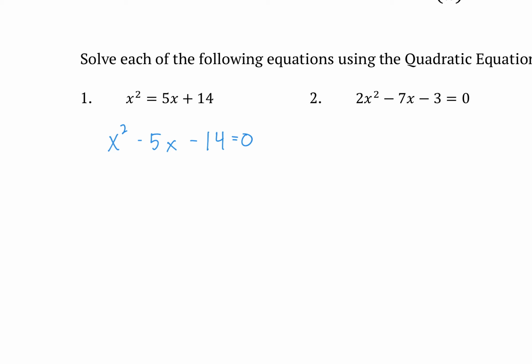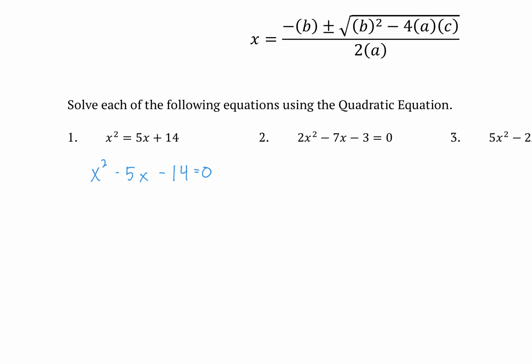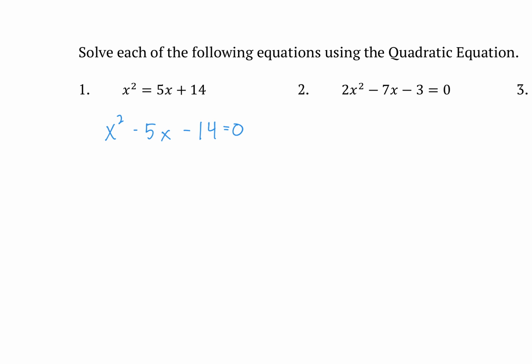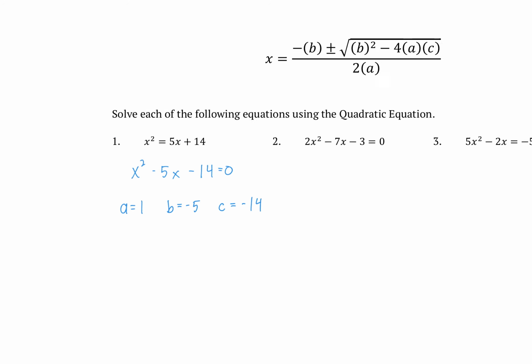Okay, so now we look at what A, B, and C are. In this case, A is whatever's multiplied by x squared. So since there's nothing there, we'll say A is 1. Okay, B is whatever's multiplied by x, so that's negative 5. And then C is the number, so just negative 14.